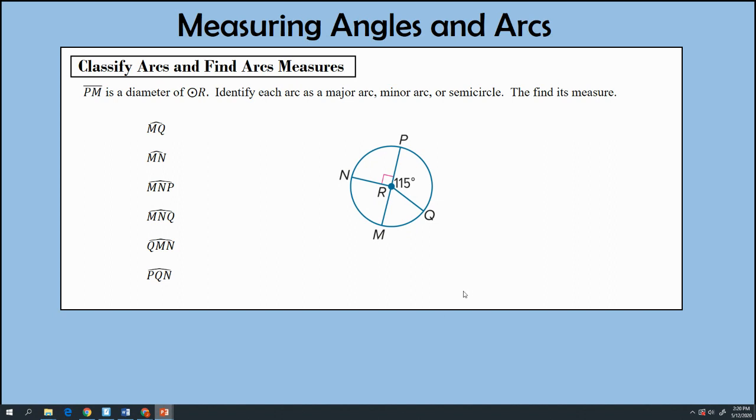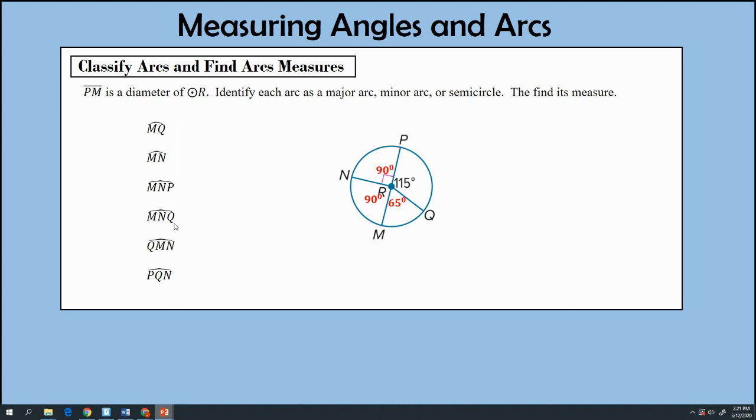What I do first in these questions is I fill in all the angles. Okay, so I know PRN is 90 degrees. I'm going to do that first. Now, because PNM is a semicircle that equals 180, that means NRM, that's got to be 90 degrees too. And then to find MRQ, I know that these two angles, PRQ and QRM, they got to equal 180. So if I do 180 minus 115, I know this angle, QRM has got to be 65 degrees. Okay, so now I'm armed with everything I need.